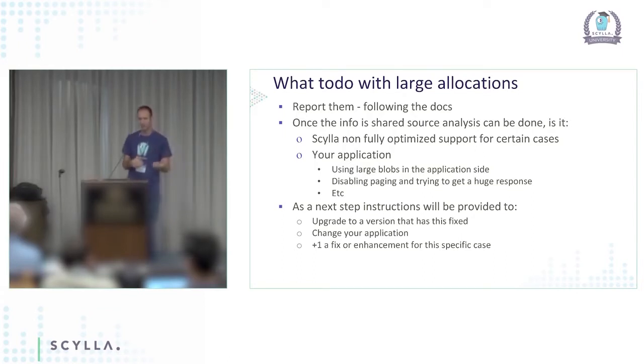Large blobs are, again, not great. If you disable paging, you could have seen it in the CQL optimization, but if we see large allocations and we find it's around the area of building a result set, then we know it's related. So if you disable paging, that's the reason. And we can provide you this information. We can tell you to upgrade, change your application, or tell us this is important to you. And we'll try to take it into account when we schedule items.